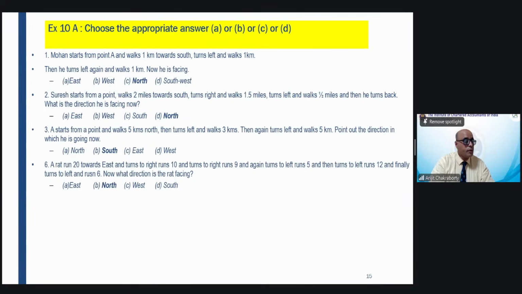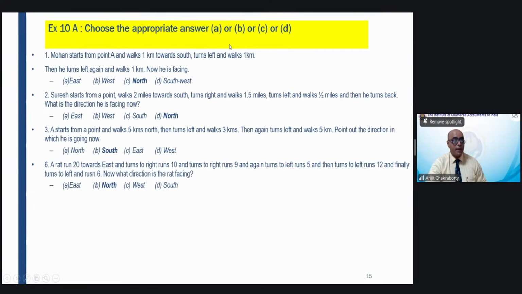Okay. In which direction? So question number 6. A rat is running 20 towards the east. So first is east. Then turns to the right. Okay, that means now it is facing the south. Turns to the right, runs 9. Iske baad again turns to the left. That means now again moving towards the east and runs for 5 meters and then turns to the left, runs for 12 meters and finally turns to the left and runs for 6 meters. So multiple directions. Which direction is the rat facing?